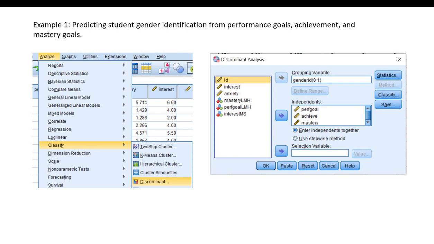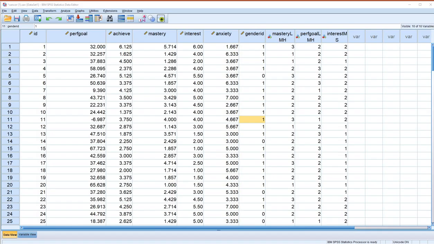So let's open up SPSS and specify our model. So here we have our data set, and we're going to be using performance goals, achievement, and the mastery goal variable here as predictors of gender identification. Again, 0 is reflecting persons identified as male, 1 for identified as female.